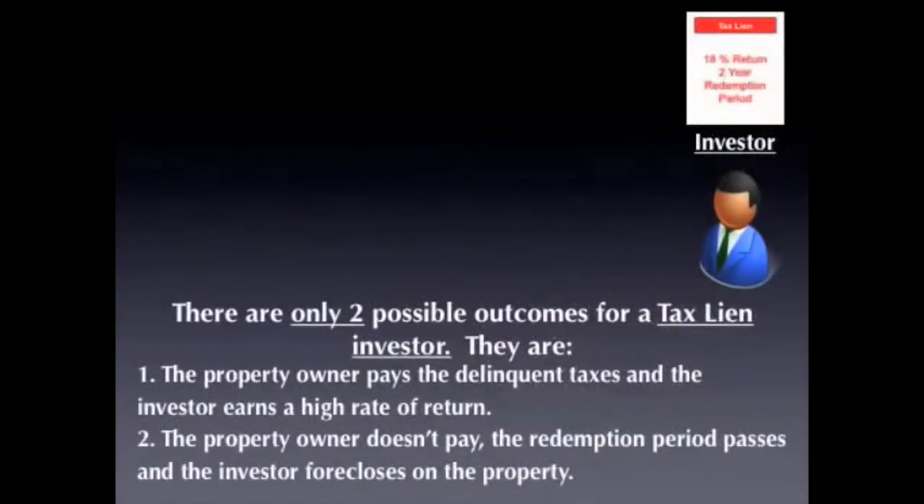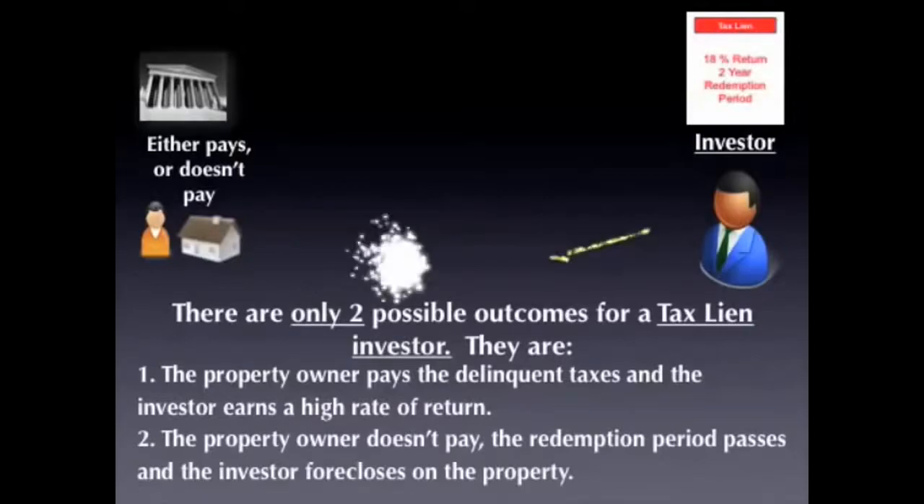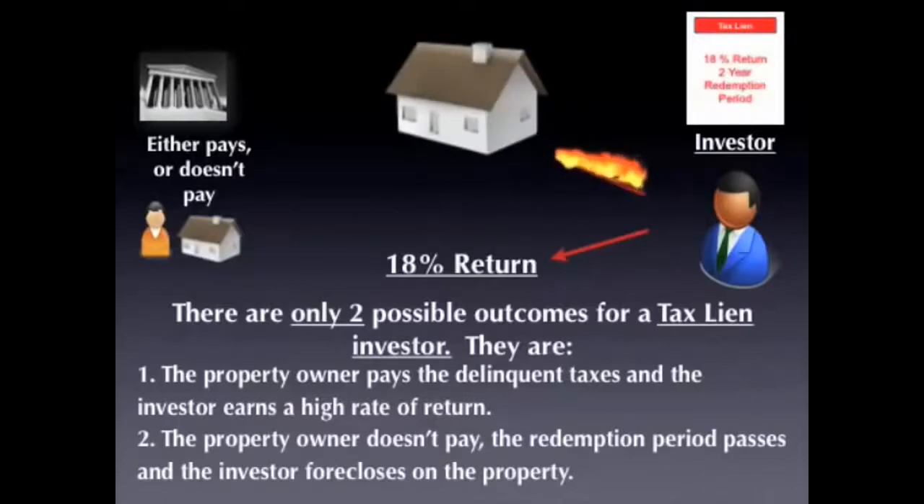There are really only two possible outcomes for a tax lien investor or for a tax lien investment. Basically, the property owner is either going to pay the delinquent property taxes back, or he or she is not going to pay them back. If the property owner pays the delinquent taxes back, then as an investor, you make an 18% rate of return in this example. If the property owner doesn't pay back the delinquent amount before the redemption period passes, then the investor has the right to initiate the foreclosure process and can actually own that property outright, free and clear of any other encumbrance.